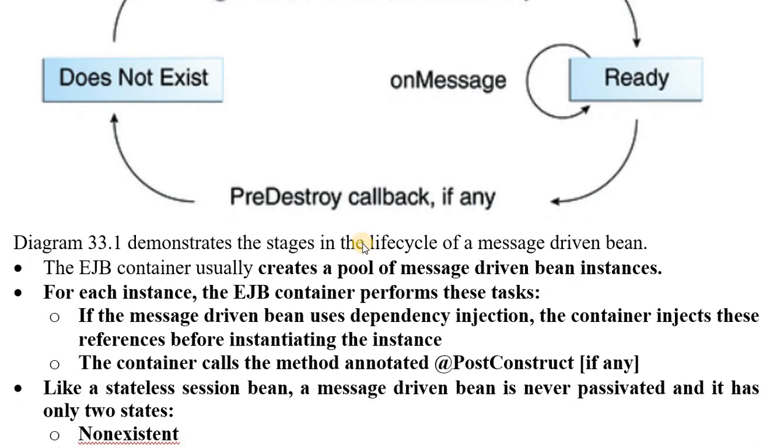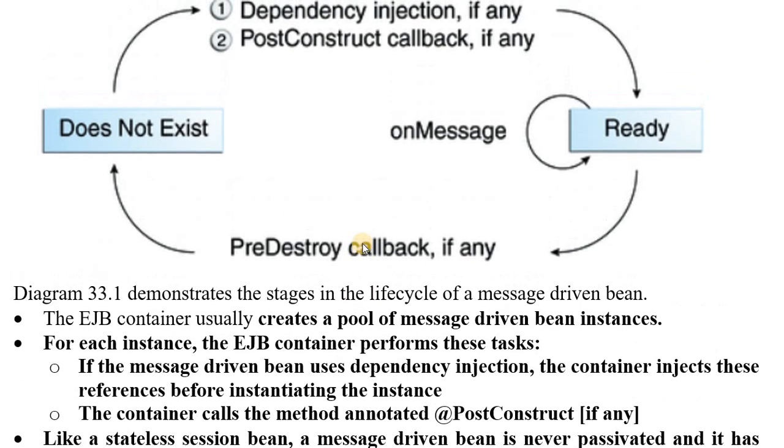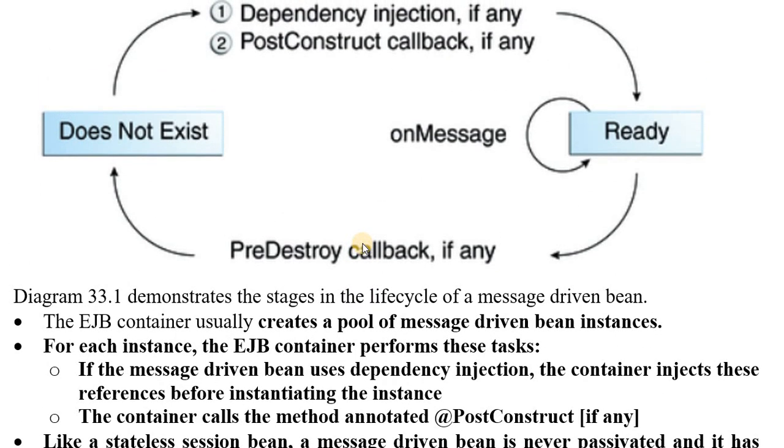Now from where are the messages going to come? The messages are going to come from either a JMS queue or a JMS topic. Depending upon the messages received, for every message the onMessage method will be called. The onMessage method has the business logic to tackle the messages. It will generate the reply depending on that business logic.